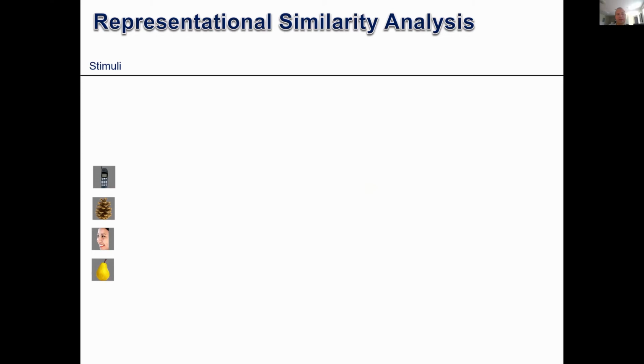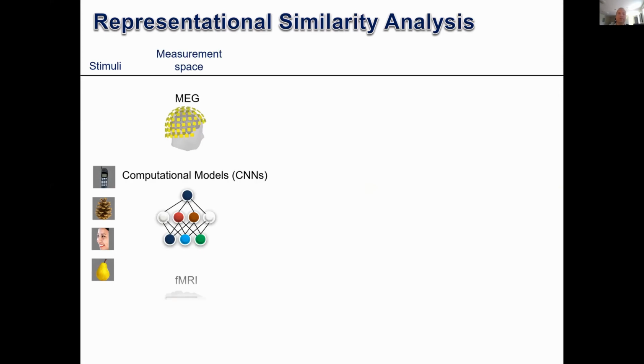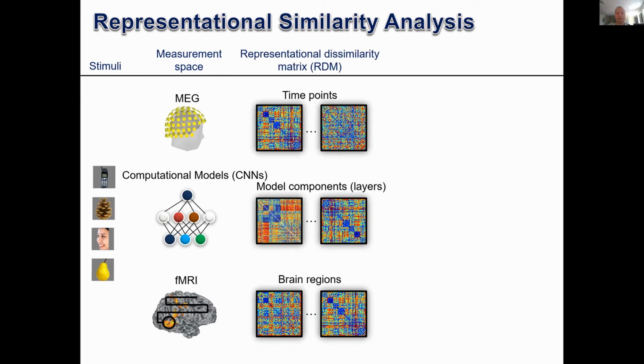What we did in every case for humans and machines is that we have the same inputs, the same stimuli, but we have different measurement spaces. For MEG, I already mentioned that we have magnetic signals. For fMRI, we have hemodynamic signals, and for computational models, we have signals that are processed in different layers, for example, for convolutional neural networks. So we can create these representational matrices the same way as before, only for the MEG, they will be changing over time. For the computational models, they will be changing in different layers as you move deeper and deeper in layers. And for fMRI, in different brain regions.